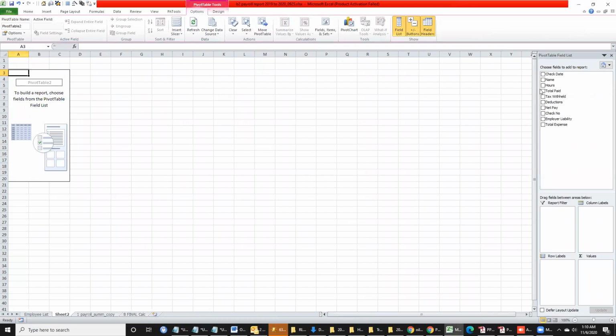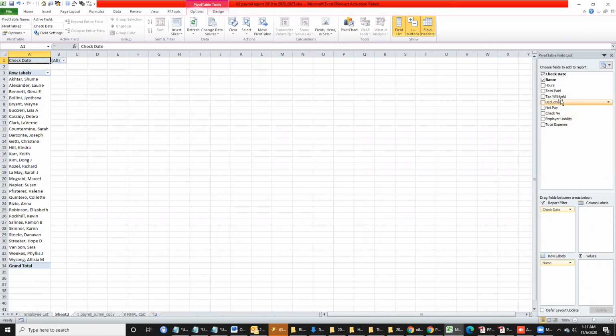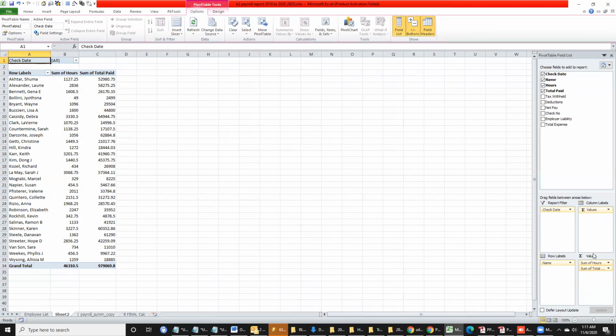Okay. I'm going to make a filter on this check date field. I'm going to do this name. In this case, I need their hours and total paid also. In this, Excel automatically starts with sum of hours, sum of total, which is good. That's exactly how we want it. We just need only February 15th, so February 15th of 2020. So I'm going to select that.